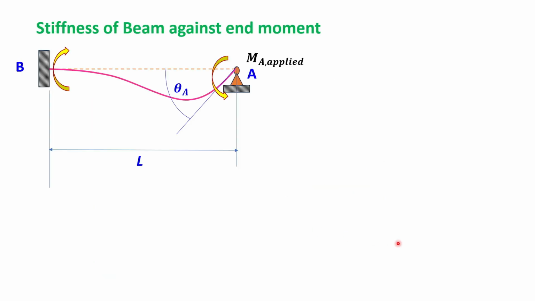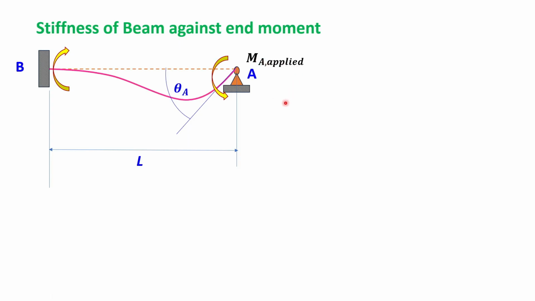Now let us consider a beam element which is fixed at the end B, and an applied moment MA is acting at the other end A, which is hinged. So at the end A, I am able to rotate the beam. So I am rotating this beam, say by an angle of theta A here. In doing so, I require a force or a moment. That moment is the applied moment MA.